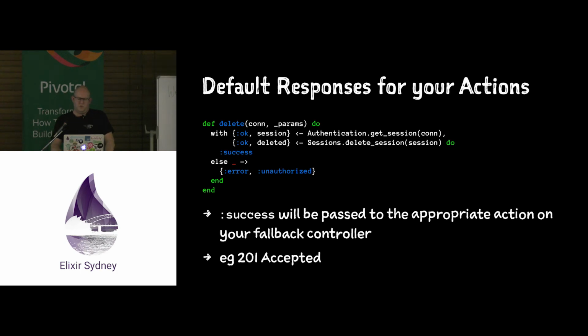You don't have to do it just for errors either. There might be other cases where success is also a standard response. So in an API, 201 accepted typically doesn't have a body. You're just going, yep, that's cool, I did it. That can be done as well. You can just send back an atom and the fallback will handle it. So that seems pretty useful.